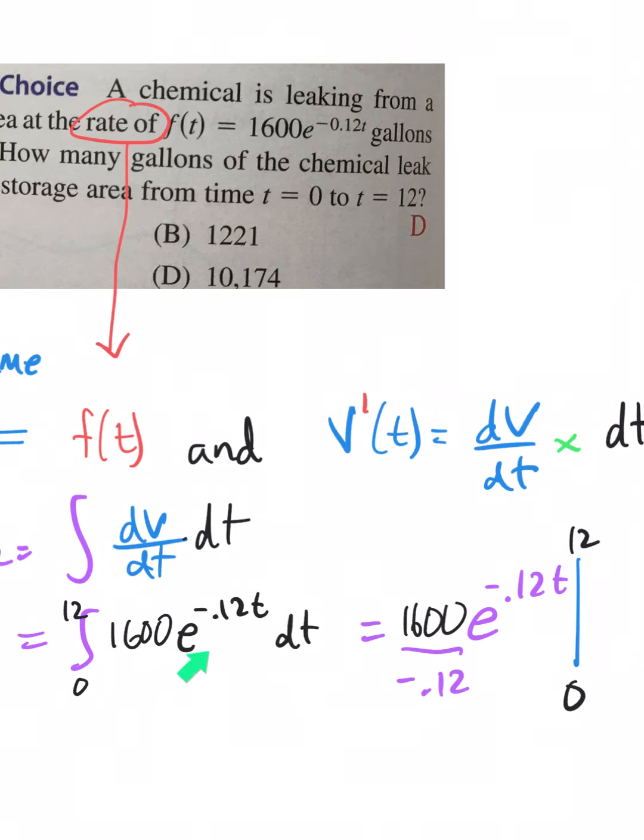So the antiderivative of this is 1600 e to the negative 0.12 t divided by negative 0.12. And we'll evaluate that at 12, and we'll evaluate it at 0, and calculate the difference. And that gives us the answer choice D.